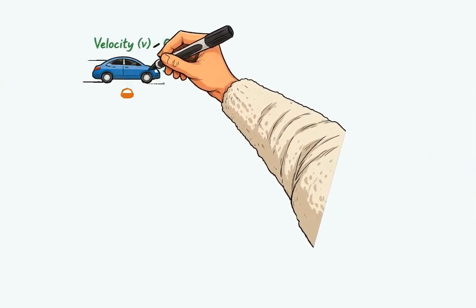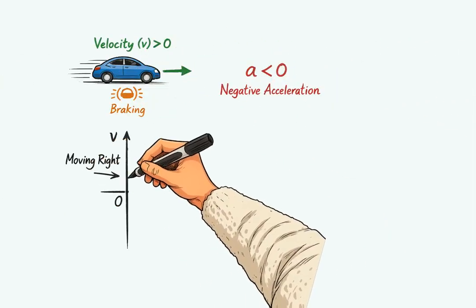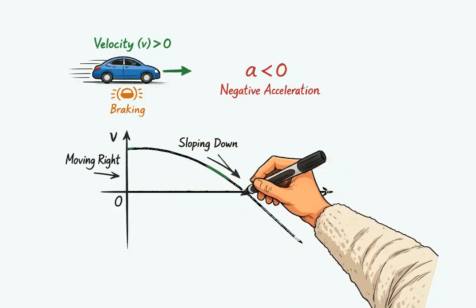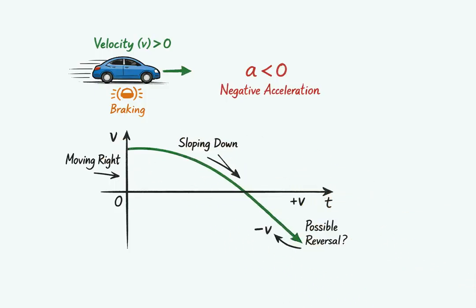Sign conventions become especially clear when you combine representations. If a car moves right, its velocity is positive. While braking, its velocity is still positive at first, so the v-t graph lies above the axis, but the slope is negative because a is less than 0. The line slopes down toward 0.